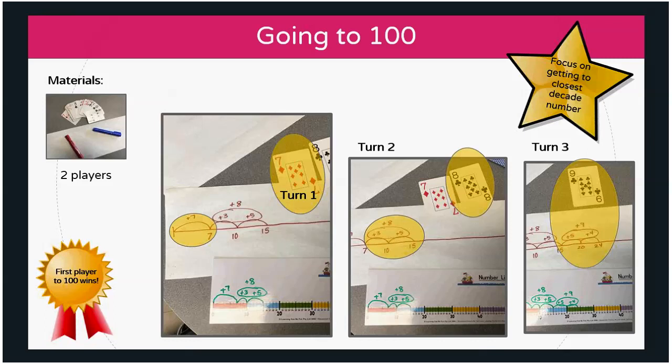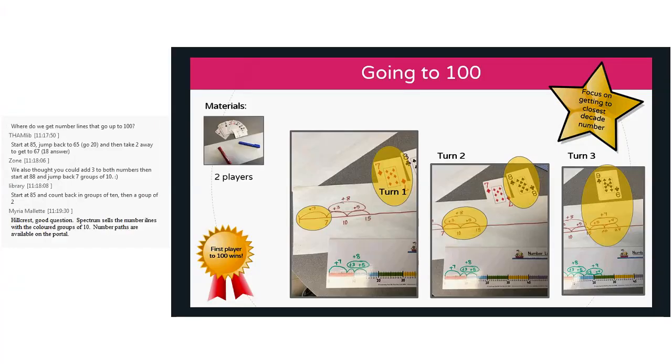Next, it's player 2's turn, following the same steps. Players continue to take turns. Each consecutive turn after, players continue to pull 1 card and add it to the running total. The player that arrives at 100 or more first wins the game.